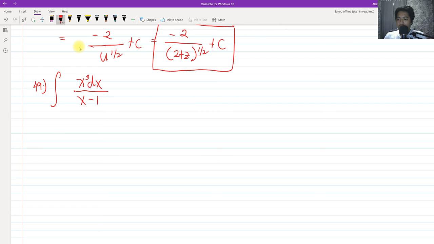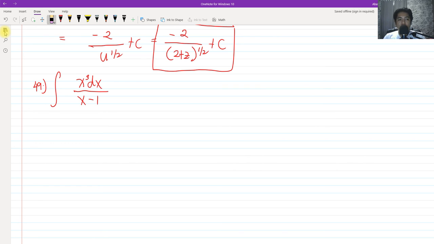So in this problem, we're going to divide x cubed all over x minus 1. There is no way that we can directly use U substitution in here, because whichever we use, let's say x cubed, get the derivative of that, we have 3x squared. We don't have any x squared term in here.